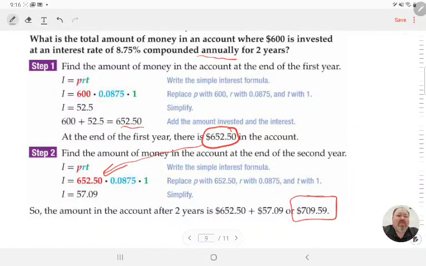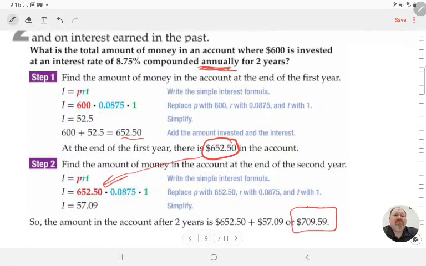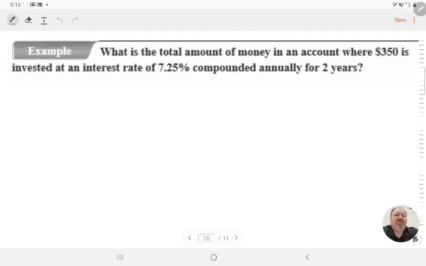So compound annually, we go year over year over year over year. We start over every time. If it's compound annually, it's once a year. Okay? So let's take a look. It says, what is the total amount of money in an account where $350 is invested at an interest rate of 7.25% compounded annually for 2 years?